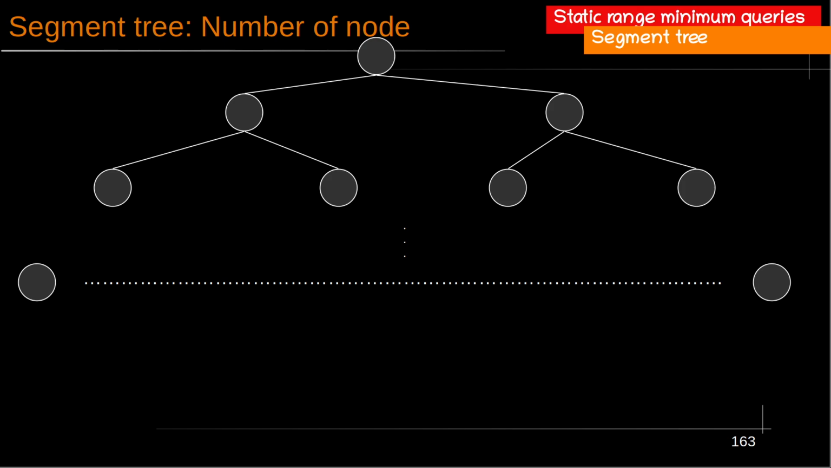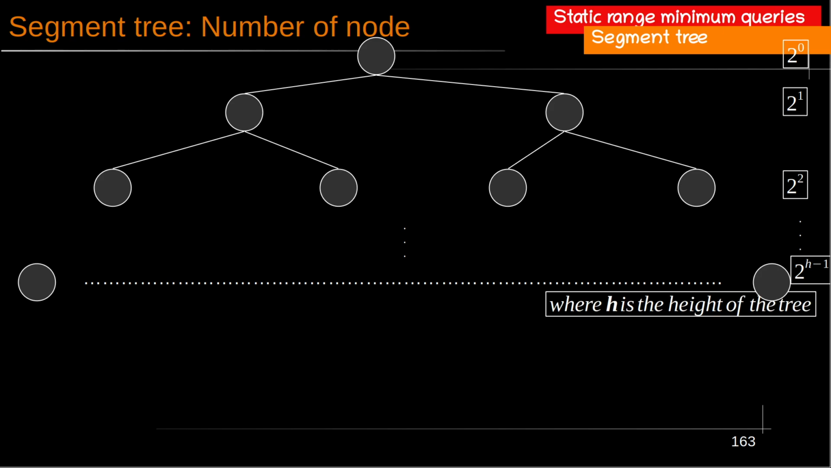If I take, for example, this general binary tree, because the segment tree is a binary tree, the first level contains just one node, which can be represented by 2 power 0, which is equal to 1. Of course, it's very obvious that the second level contains 2 nodes, 2 power 1, and the third level contains 4 nodes, etc. And the last level contains 2 power h minus 1 nodes, where h is the height of the tree.